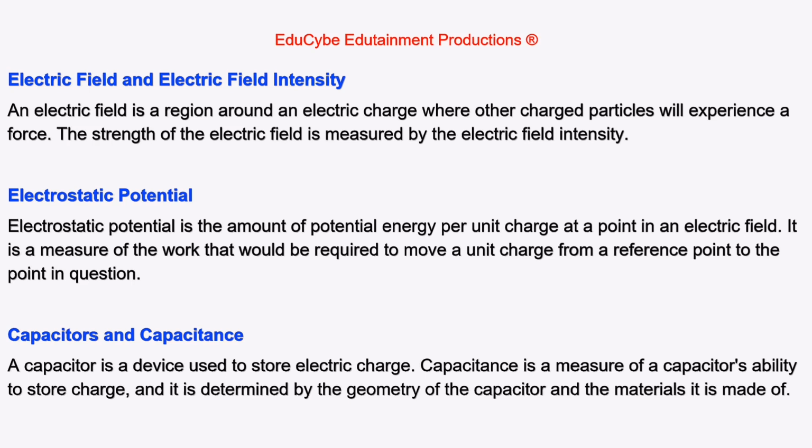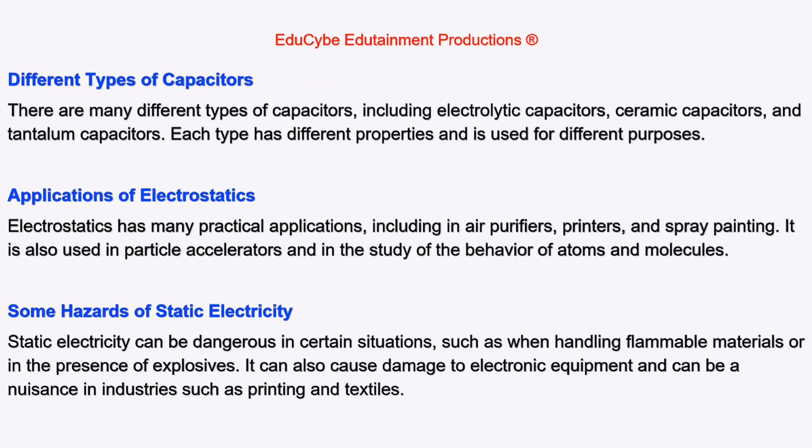Capacitors and capacitance. A capacitor is a device used to store electric charge. Capacitance is a measure of a capacitor's ability to store charge, and it is determined by the geometry of the capacitor and the materials it is made of. Different types of capacitors. There are many different types of capacitors, including electrolytic capacitors, ceramic capacitors, and tantalum capacitors. Each type has different properties and is used for different purposes.